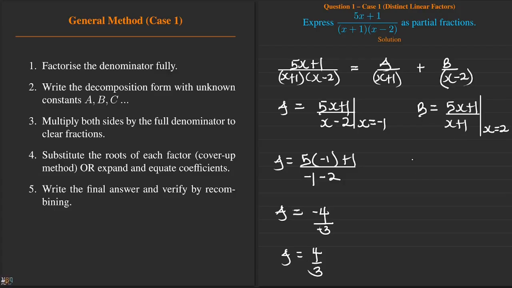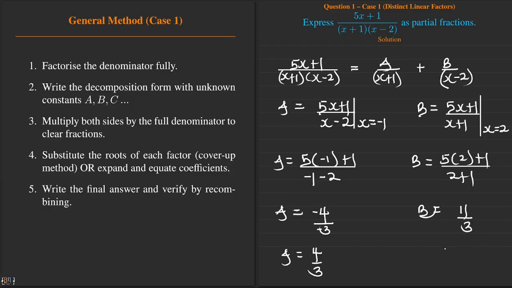Then solving for B, this time around we substitute x with 2. So 5(2) + 1 all over 2 + 1. Simplifying further, we have B equal to 5 times 2, which gives us 10. 10 + 1, we have 11, over 2 + 1, which is 3. Hence, our A is 4/3, and then B is 11/3.